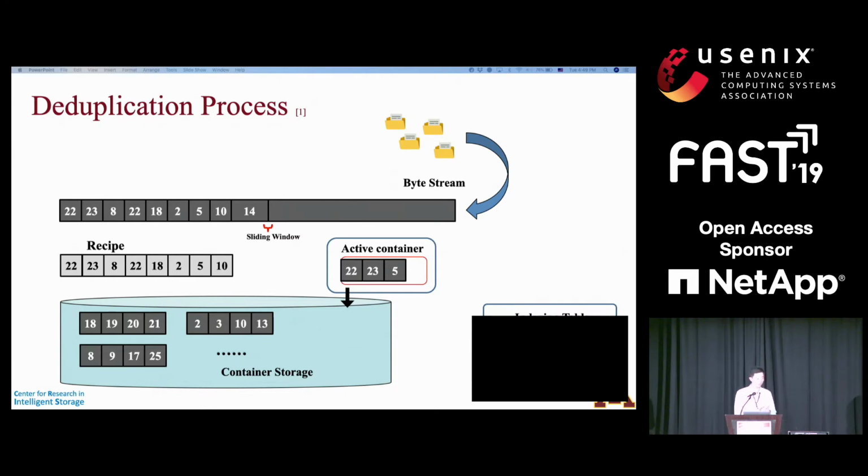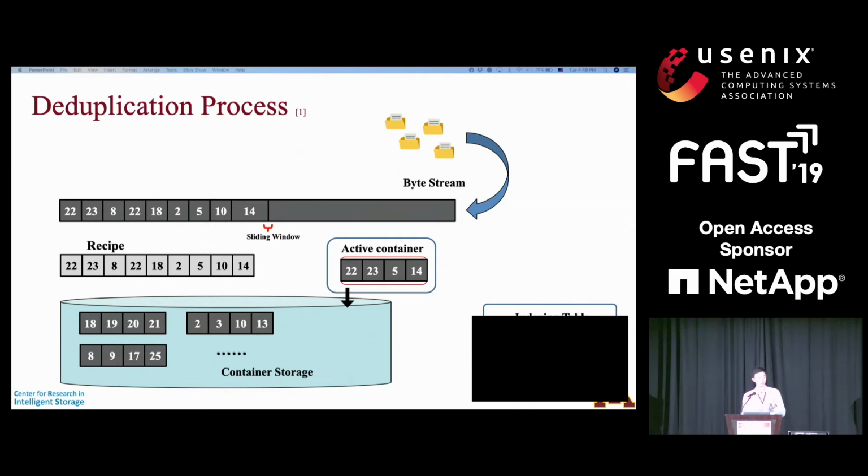Then you will have a database that tells you whether this chunk is in the system or not. If that's a new chunk, you will store it, usually in a container, because we want to benefit from the sequential write or read from the HDD in the system.